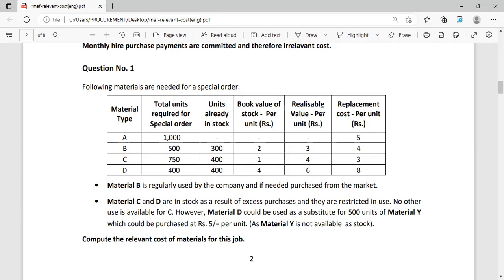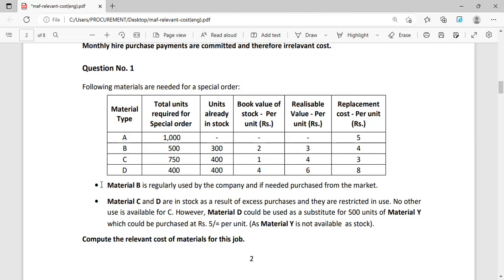Then there is the realizable value per unit. That is, if you want to sell it as scrap, you cannot sell material A, but you can sell material B for 3 naira. Then you can sell C for 4 and D for 6. Then for replacement, if you want to replace it, you have to replace it with those figures: 5 naira, 4 naira, 3 naira, 8 naira, 8 naira.